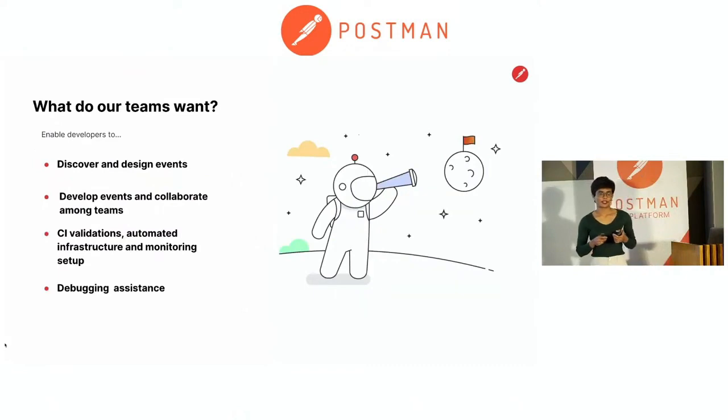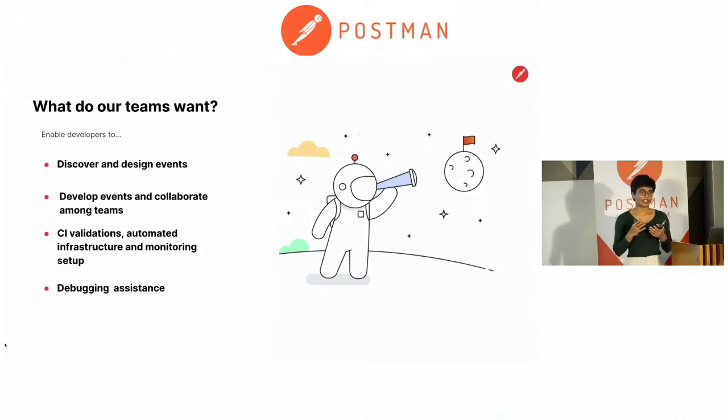So now that we have figured out the engineering need, how do we go about enabling our developers to adopt asynchronous communication at Postman? So thinking about what our teams need, they would need event discovery, event design, and guidelines and templates. They would need tooling around authoring and collaborating while authoring the events. Once done with this, they would need CI validations and automated infrastructure provisioning and monitoring setup. If this is done, they would need debugging assistance once the events are in production and there are bugs.